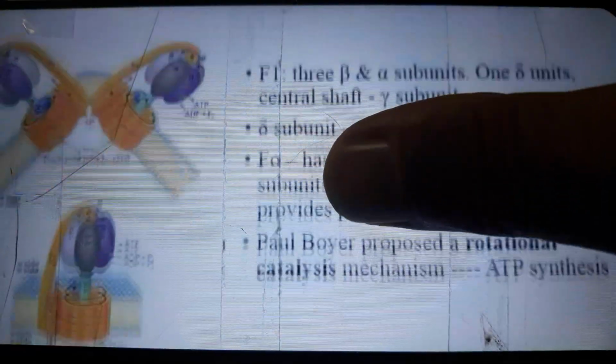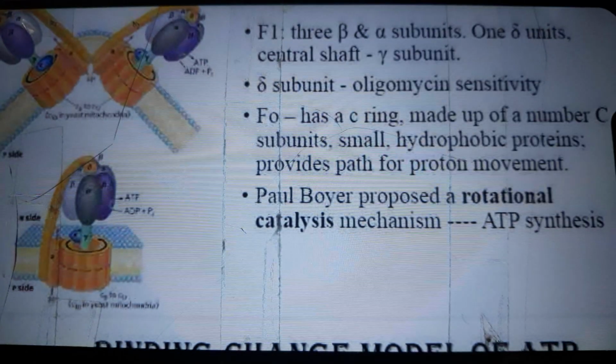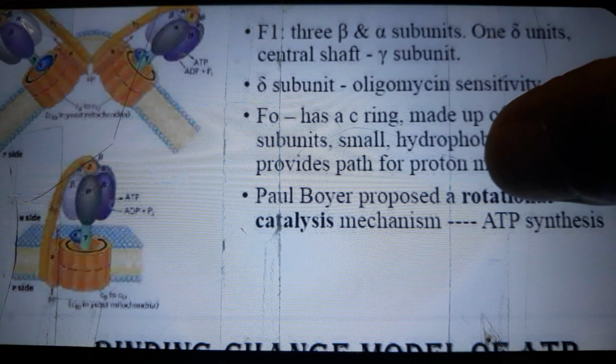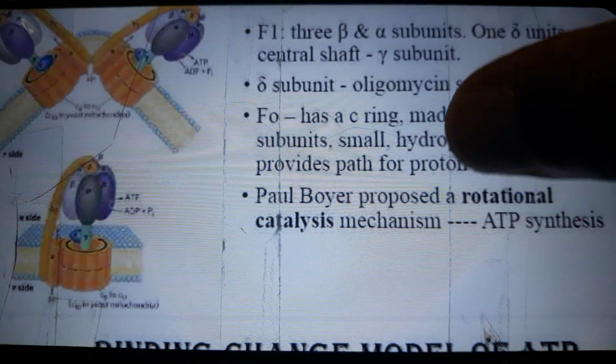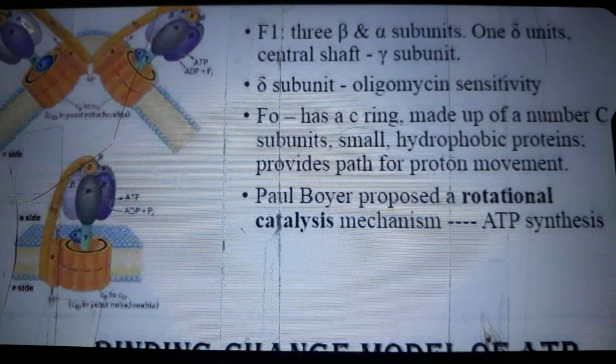ATP synthesis, ATP synthase. First, three beta and alpha subunits, one delta. I think that's a smaller form of the delta subunit, right? Central shaft, gamma subunit, epsilon subunit. This is the gamma subunit.